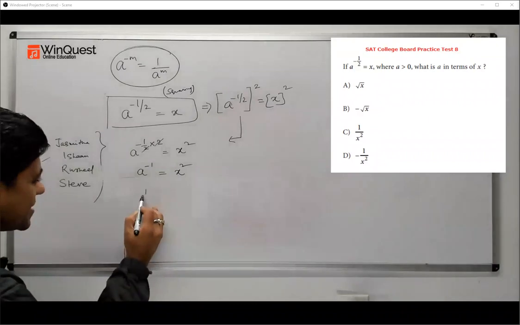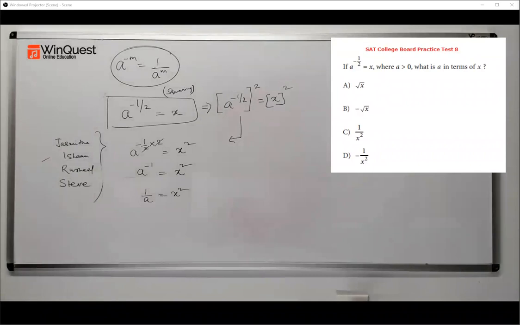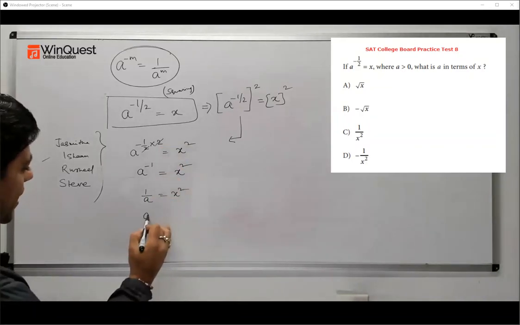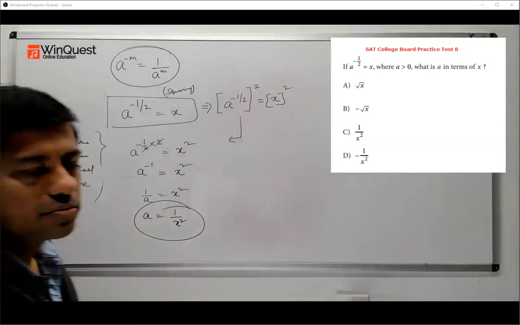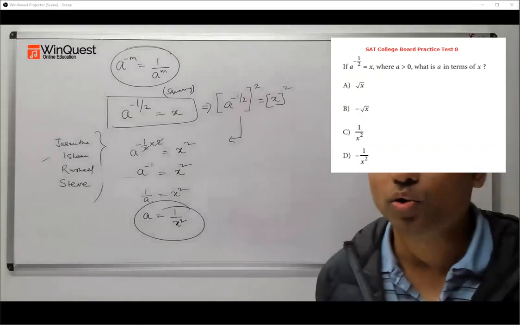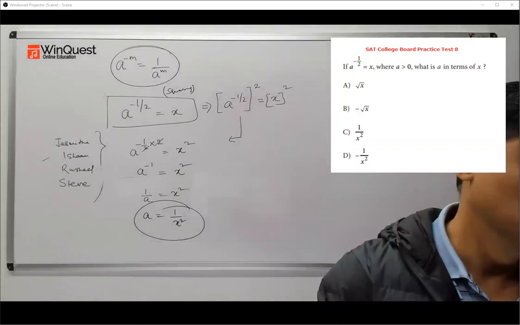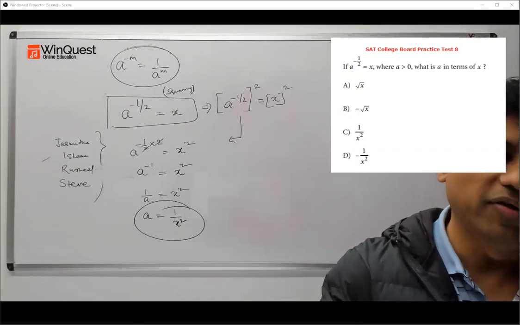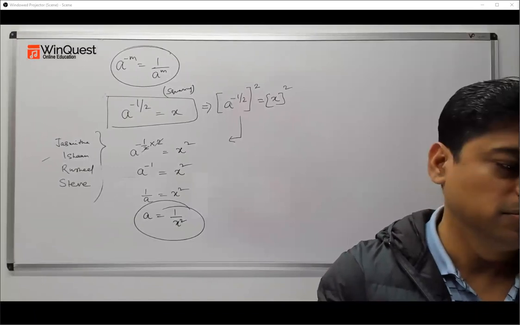Does this mean I can say 1 by a equals x square? Flipping both sides, a equals 1 by x square. This is another way of doing it. Are we okay? Are we clear? C is the answer for this.